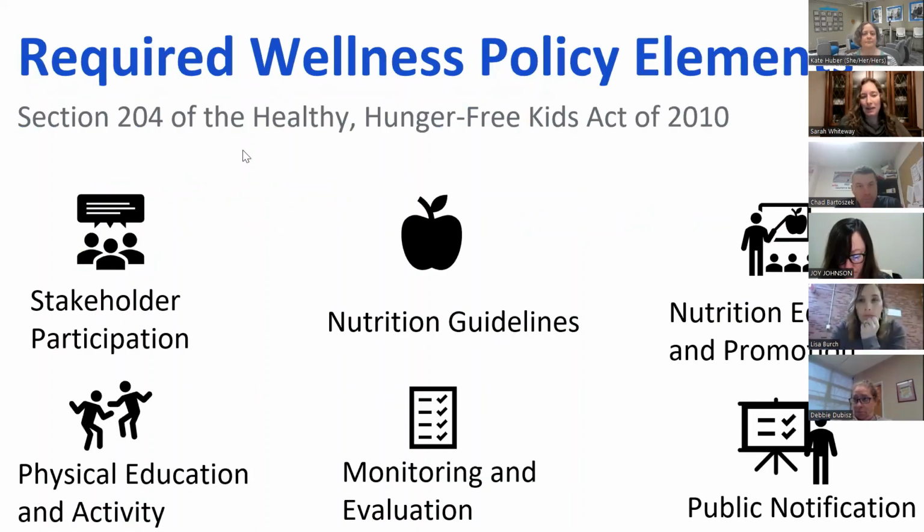And then what has to be in that wellness policy? We went through the 6 elements that had to be in your wellness policy. Those were stakeholder participation, nutrition guidelines, nutrition education and promotion, policy elements around physical education and activity, monitoring and evaluation of your wellness policy, and then notifying everyone of what is in your policy and that your policy exists. So that's a little reminder from last time.